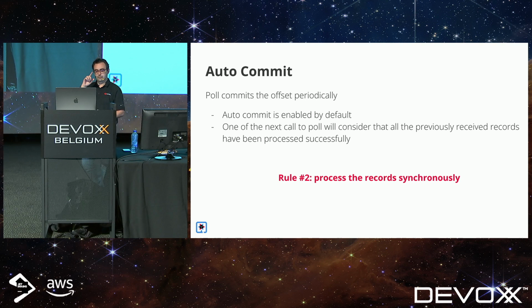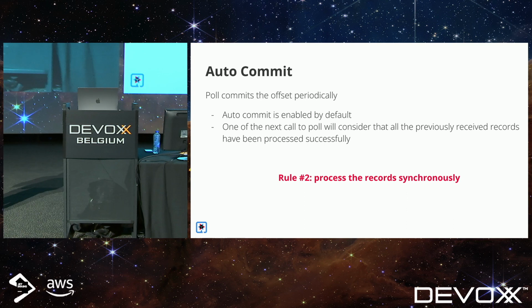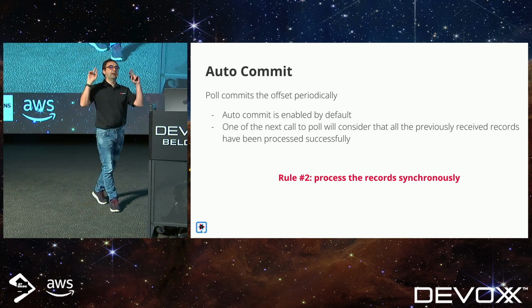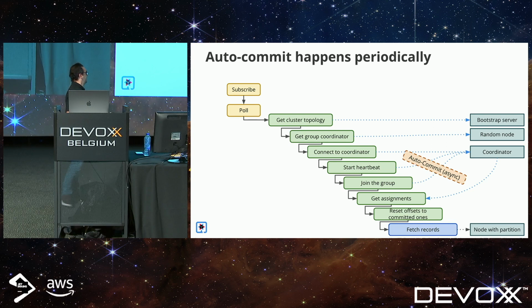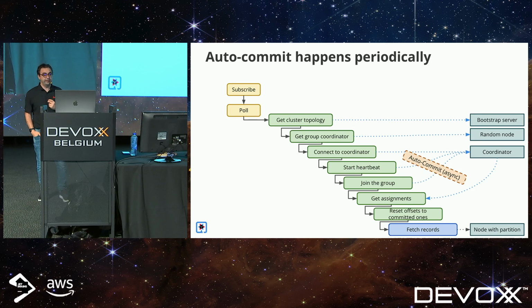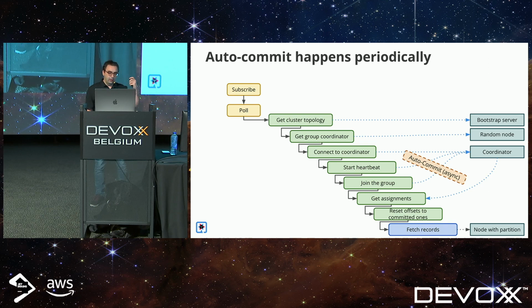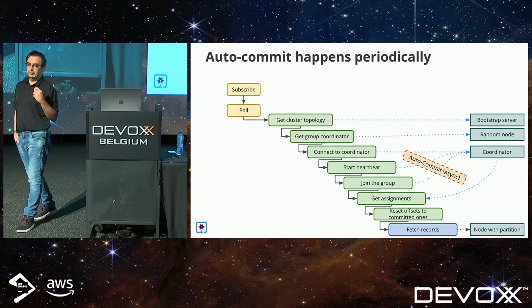So there is a problem. I need to not block, but I need to process things synchronously. Yeah, that's a little bit Kafkaesque, as we say in French. It's like, what? Well, that's exactly what we need. So the thing is, during the poll, we have some auto-commits happening, as I said, which is asynchronous, periodically. But auto-commit is probably one of the settings that I would recommend you to disable as soon as possible because it doesn't do what you believe it does.